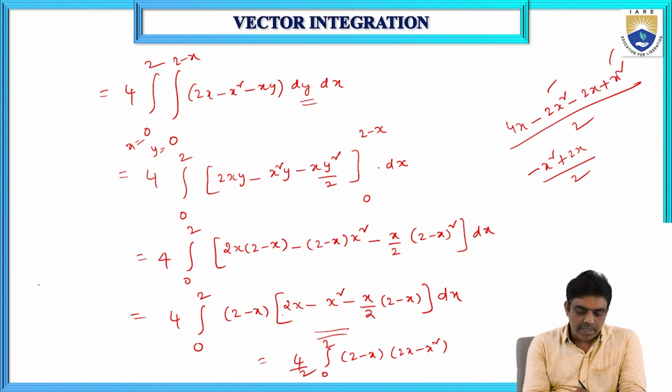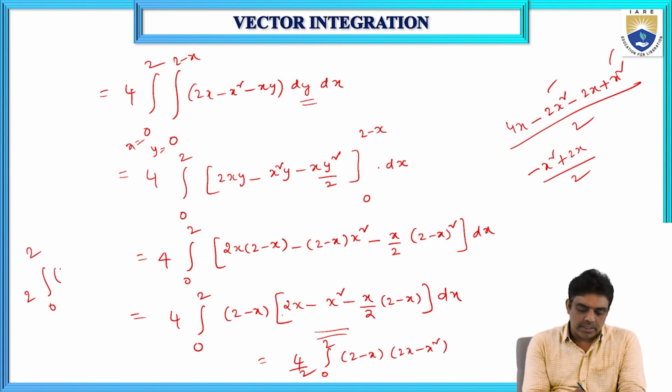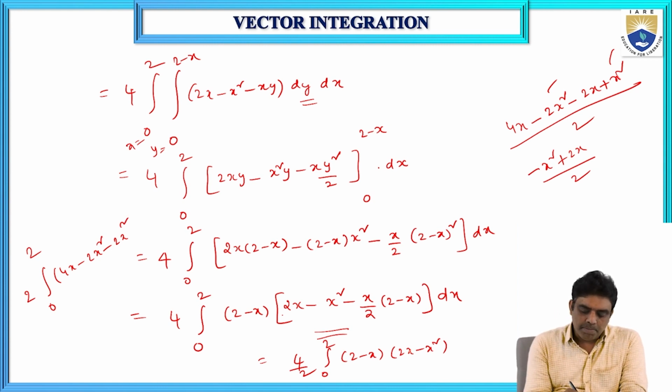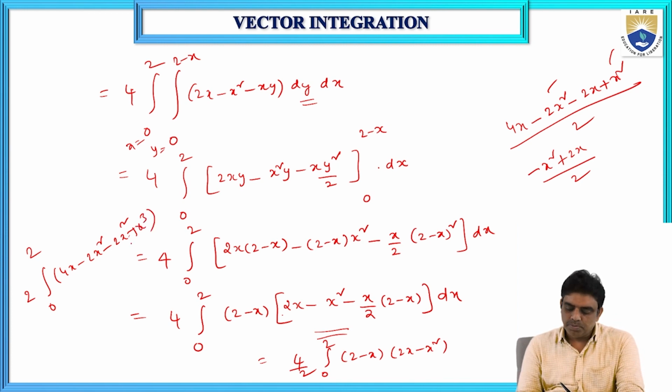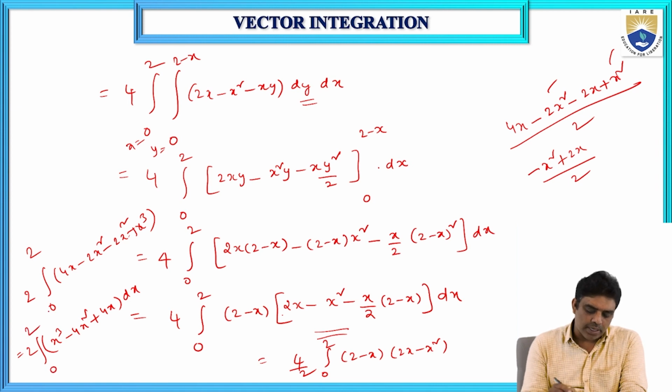I will do here only. So 2 into integral 0 to 2, and on multiplying 2 into 2x, that is 4x minus 2x square minus 2x square plus x cube plus x cube. Am I right? So this is 2 into x cube minus 4x square plus 4x of dx. The limits are 0 to 2 only.